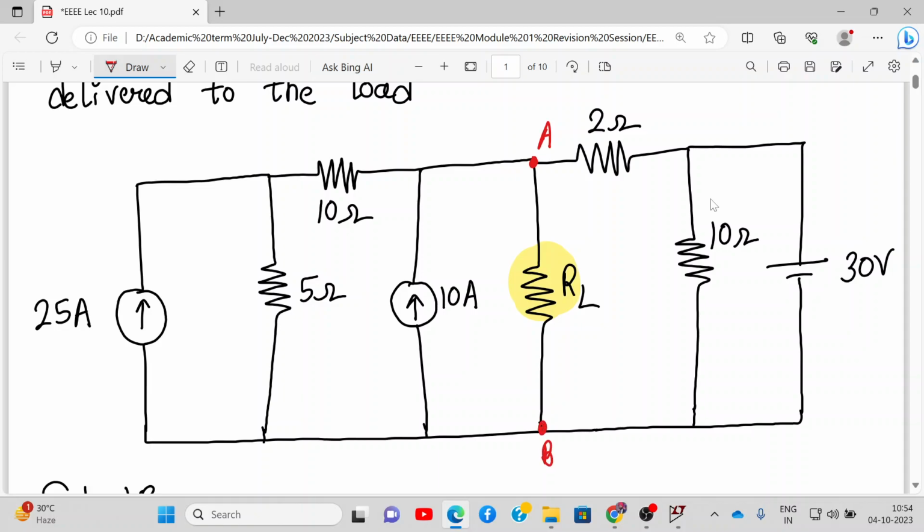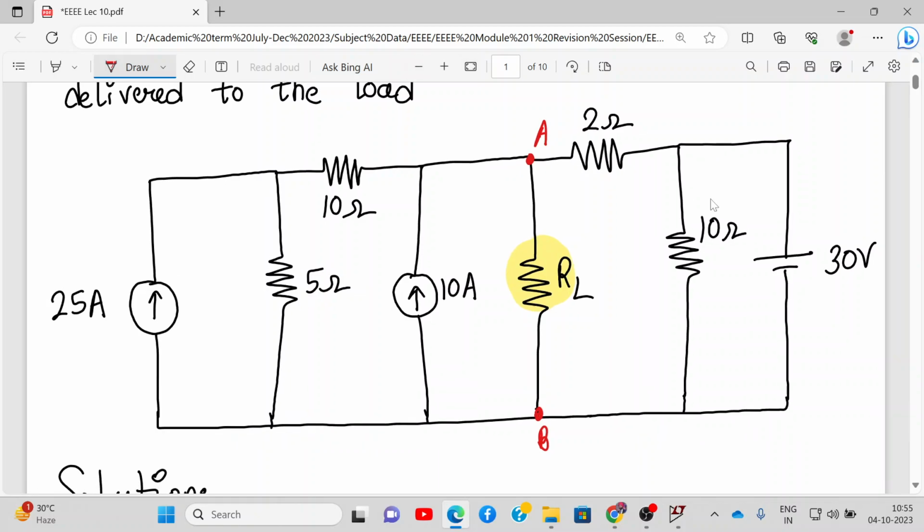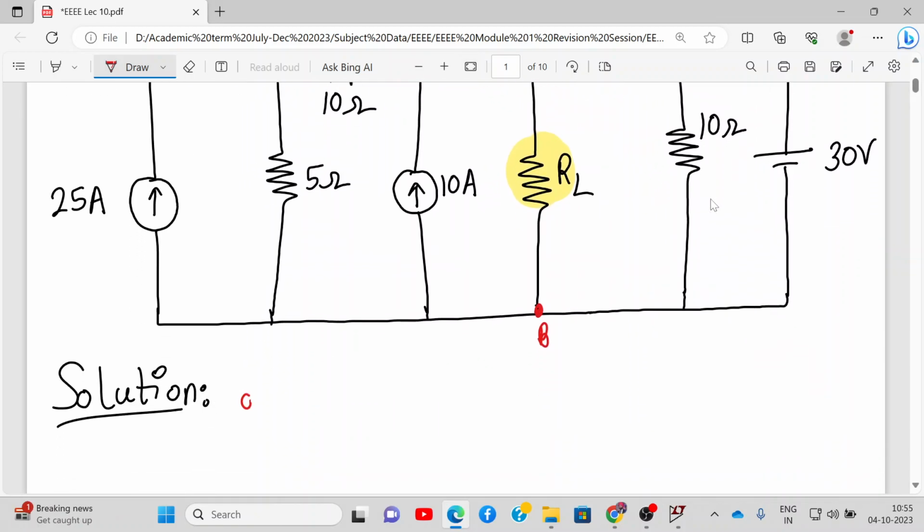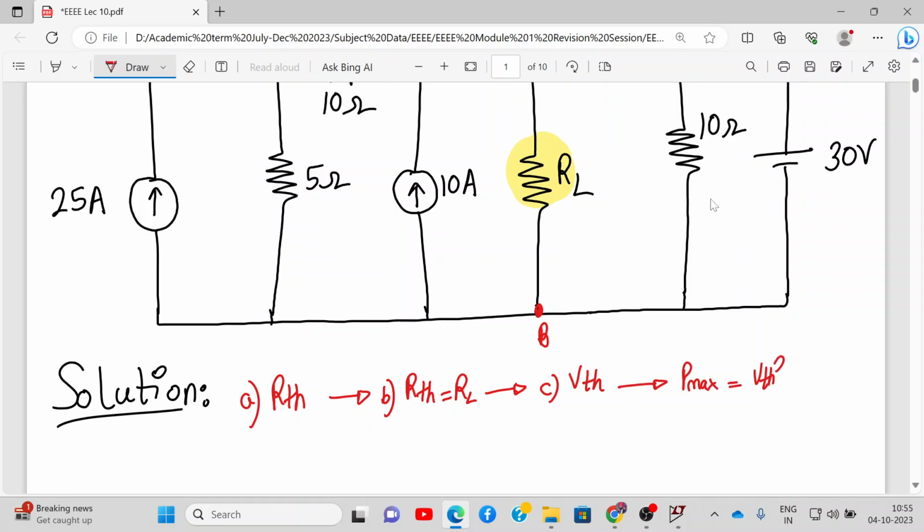For maximum power transfer theorem, we need to find RTH, then VTH, and then we can say that RTH is equal to RL, and then we can find the value of RL. So let me explain the flow. First we need to find RTH, then we say that RTH is equal to RL. I mean, RL is equal to RTH. We got the value of RL. Then next we need to calculate VTH, and next we'll calculate the maximum power, which will be VTH square upon 4 RTH. So that is our strategy.